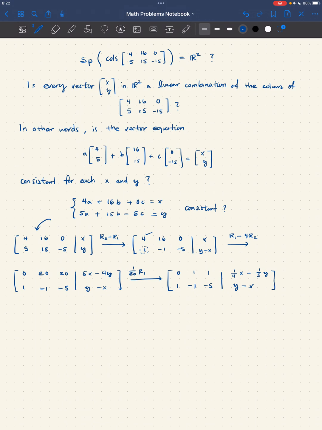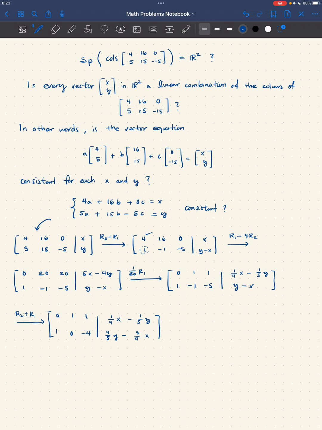Lastly, I want to eliminate this in order to obtain something that looks like this one with the following operation. To row number 2, I add row number 1. And now I get something that looks like this: 0, 1, 1, followed by 1/4 of x minus 1/5 of y, and 1, 0, -4, 4/5 of y minus 3/4 of x.